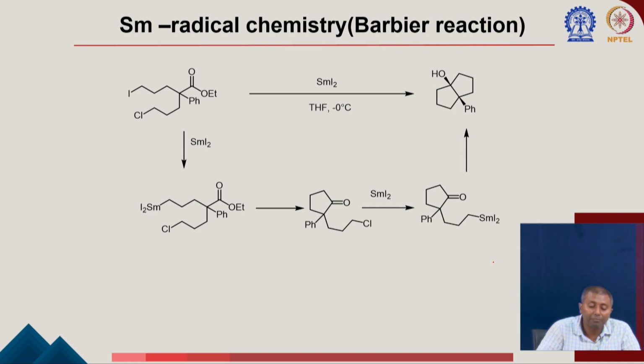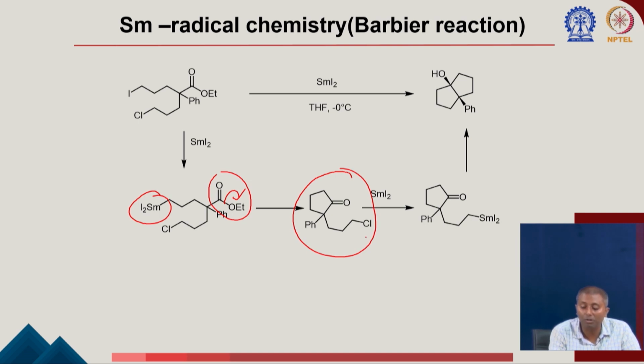Another example here, forming a samarium species first with the corresponding iodo, and then it can participate. So you can see it can react with the ester also. It is not only reacting with the corresponding aldehyde or ketone, it can react with the ester, and then this OEt is going to get out to form this carbonyl species.